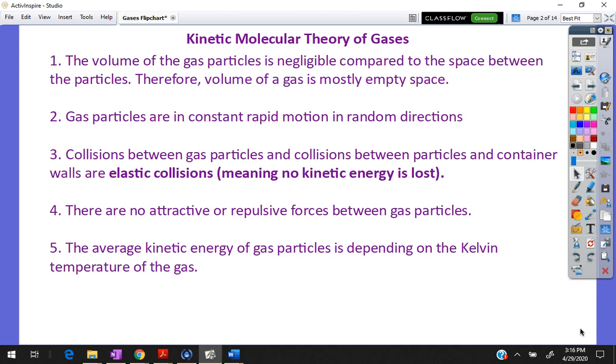We also know that there are no attractive forces or repulsive forces between gas particles. We know in the real world, yes, all things experience intermolecular forces. The situations we're talking about for kinetic molecular theory are considered ideal, and you're going to hear that term a lot. We're going to be looking at ideal conditions versus real conditions. So the good news is, whenever we're talking ideal conditions, we don't have to worry about intermolecular forces. The last main idea is that the average kinetic energy of gas particles is dependent on the Kelvin temperature of the gas.